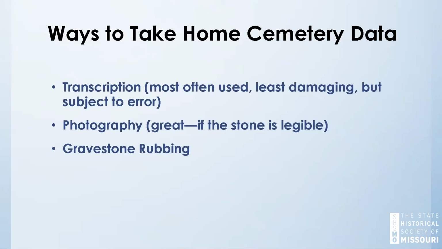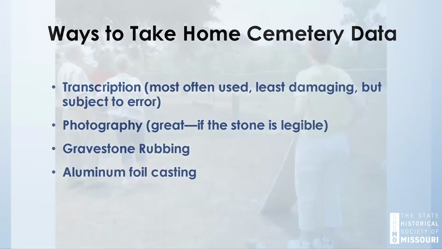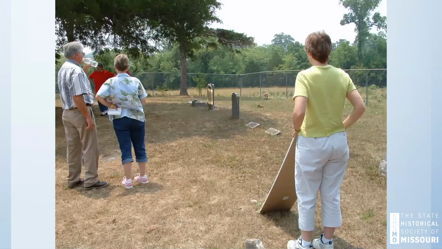Gravestone rubbings, again, if the stone is in good shape. Aluminum foil casting, again, if it's in good shape. And I want to show you the way I use to read stones. It typically requires an assistant. I've done this by myself with a little prop on the back of a full-length mirror that allows me to do this. But the stone in question is the one that's lit back in the background.